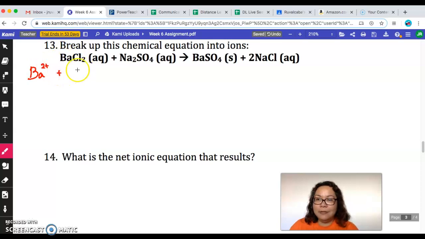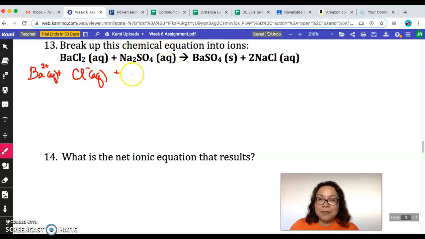So now we have the chloride ion. Chloride is the negative ion, okay? Doing the crisscross method, we see that there is no subscript for the barium, so that's why we keep that as just one negative, okay? And this is aqueous, so don't forget to also write down the AQ right there.